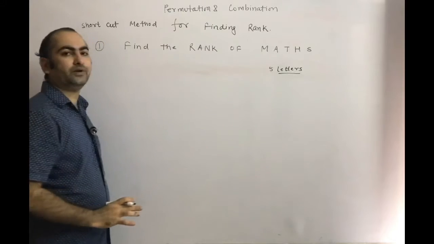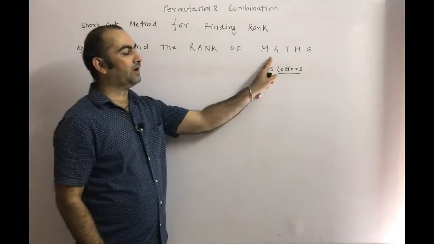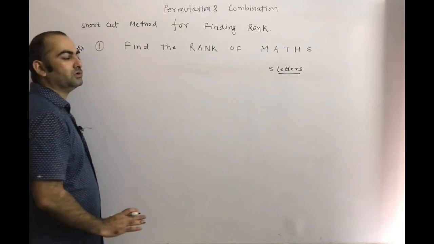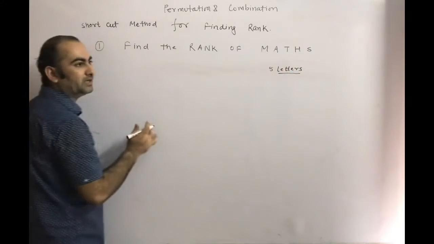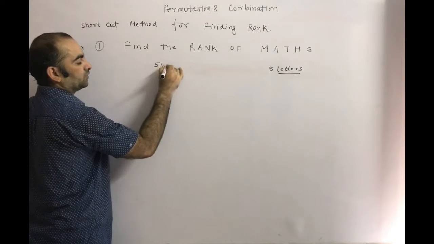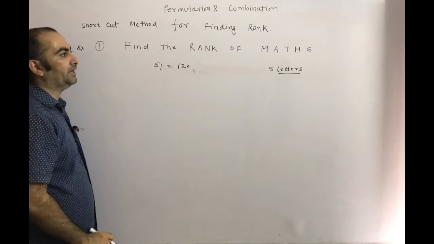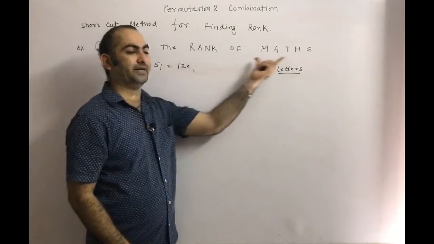First, using these 5 letters, you find out how many total words we can form. You have to use all 5 letters, so we can form 5 factorial words. That is 120. Now here you have to find out the rank of MATHS.